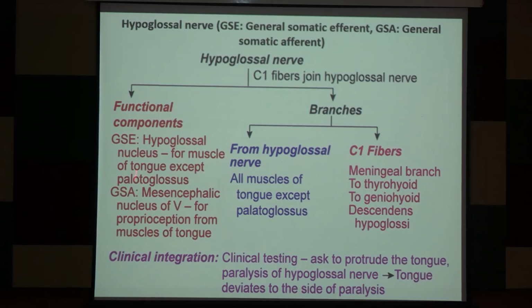These are the functional components: general somatic efferent and general somatic afferent. The hypoglossal nucleus supplies the muscles of the tongue except palatoglossus, and general somatic afferent fibers go to the mesencephalic nucleus of the trigeminal nerve, carrying proprioception from the muscles of the tongue. From the hypoglossal nerve, all muscles of the tongue except the palatoglossus are supplied, and C1 fibers give these branches: meningeal branch, nerve to thyrohyoid, geniohyoid, and descendens hypoglossi. And this clinical testing we'll discuss.